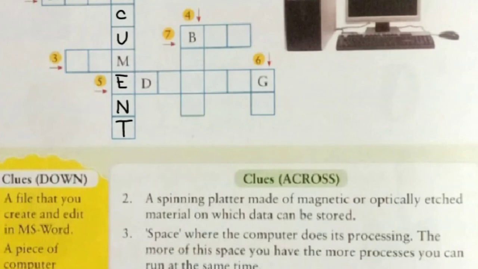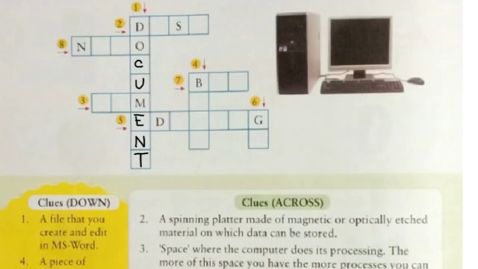A spinning platter made of magnetic or optical etched material on which data can be stored. Do you know that circular? Yes, it is called disk. So write this here in number 2.